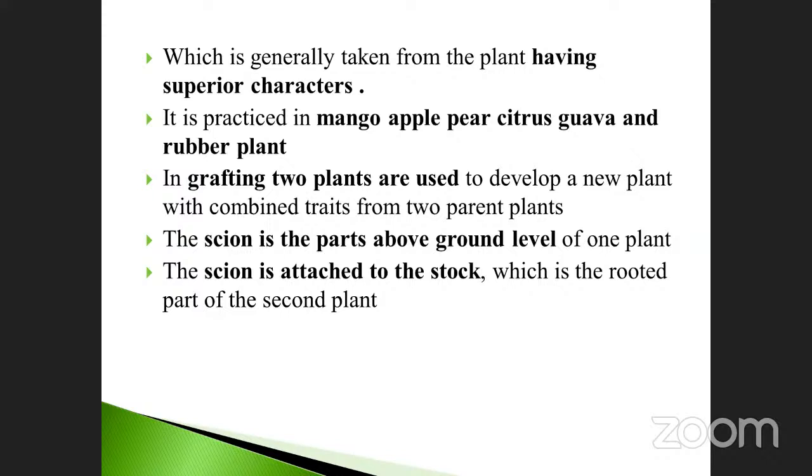You have to cross these two. The small one and the large one each have a superior quality. The sweet taste is the superior quality of sample A, and the size of the fruit is the superior quality of sample B. If you graft them, what will happen? You will get a new one, so both qualities will be obtained.